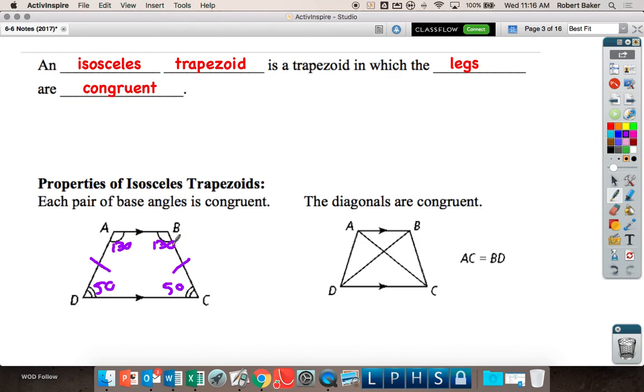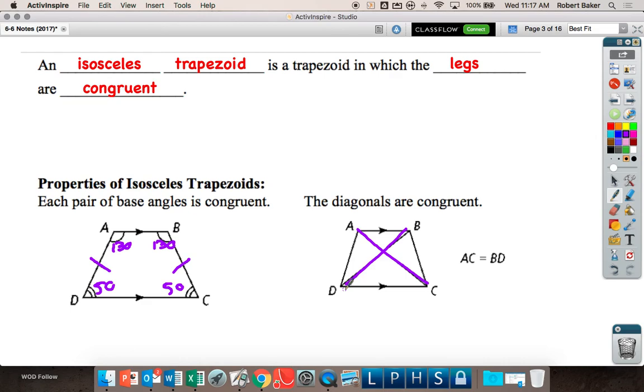The other part for isosceles trapezoids is these diagonals are congruent. And if the property's true, it's not my favorite property because it starts to confuse you guys with rhombus, no, not rhombus, rectangle and square. And then we haven't even gotten to the tested property yet.